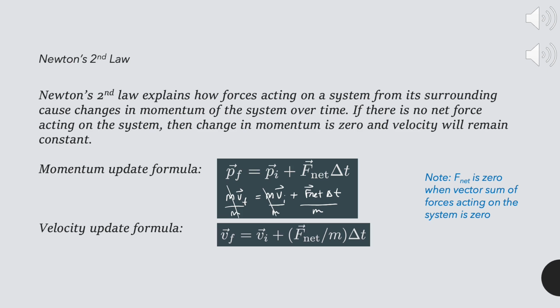Dividing the equation by mass gives us the velocity update formula, which is: final velocity is equal to initial velocity plus F net over m times delta t. If there's no net force acting on the system, then F net is equal to 0, which leaves us with final velocity is equal to initial velocity, indicating there is no change in velocity and velocity remains constant.